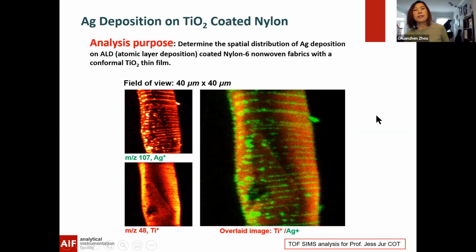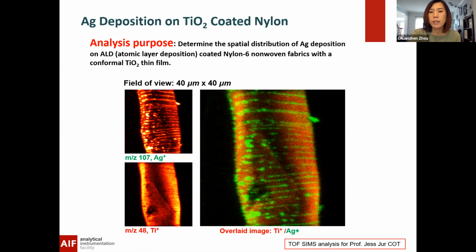Okay, so this is also a fiber. Since we are so close to our College of Textiles, we receive many samples from them. A lot of the applications I show here are related to fibers, fabrics, things like that. So this is actually a single fiber, which is a nylon. And this nylon fiber has been coated with atomic layer deposition of titanium oxide.